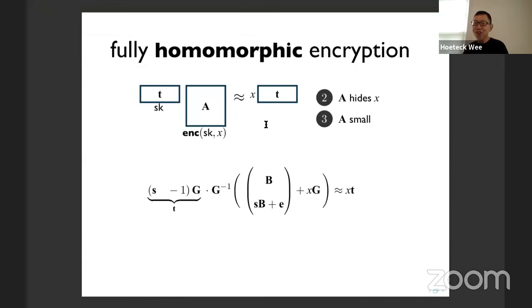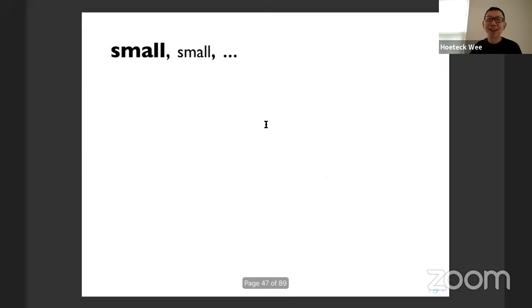Okay, so basically I've shown you how to build an FHE scheme. Let me just take a quick detour to talk about this issue of small. I'm going to try to make this a bit quick. It's sort of orthogonal to the rest of the tutorial. So I talked about how small values are small and that there are different notions of small.